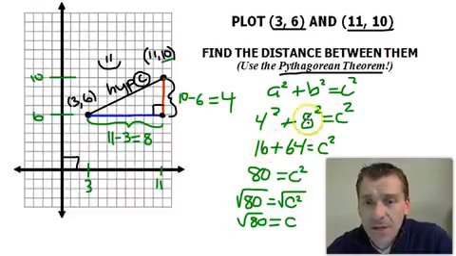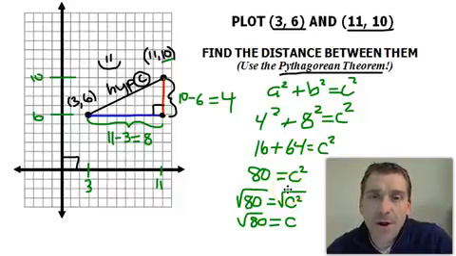4 squared is just 16. 8 squared is just 64. Add them together, that gives me 80. I take the square root of both sides. And yes, it's plus or minus, but disregard the negative, because we're talking side length of a triangle, and you get the square root of 80. But be careful. That, remember, is not your answer. You have to keep going.